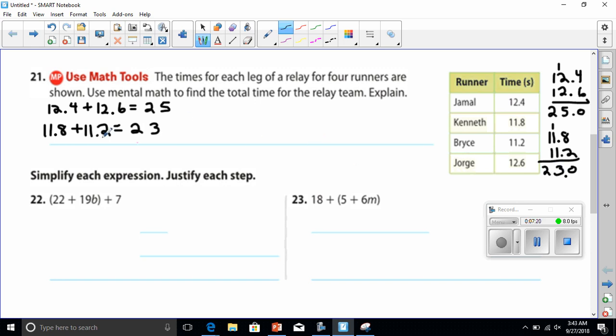We got 23. And now we're going to simply add these together. 5 plus 3 is 8. 2 plus 2 is 4. And we know our combined total for the team then is 48 seconds.